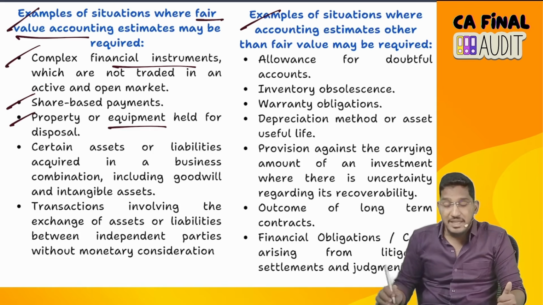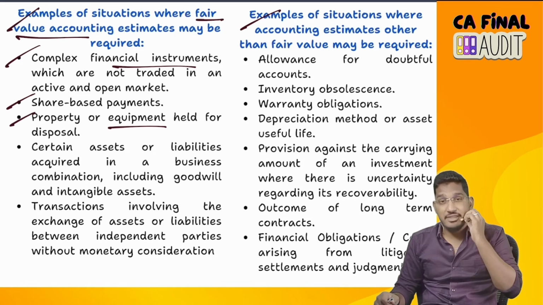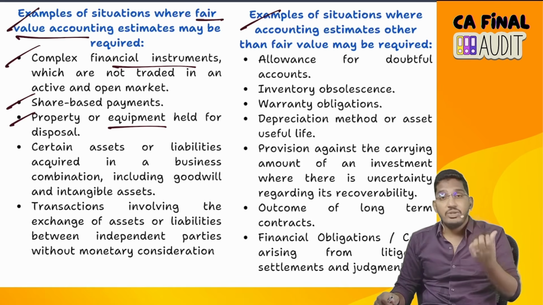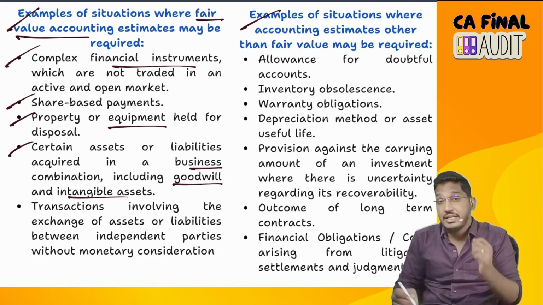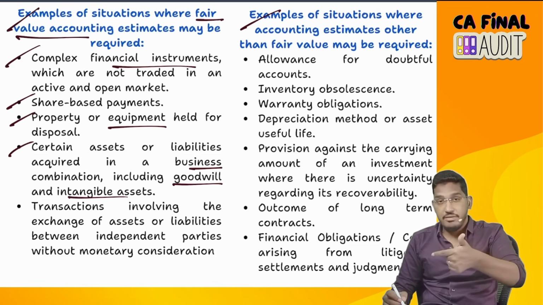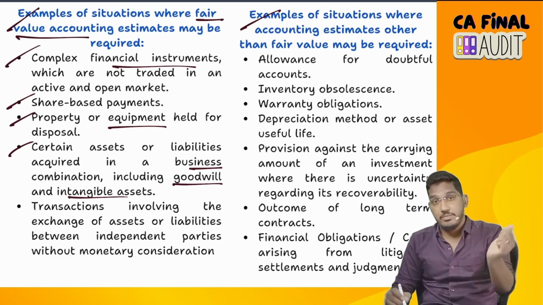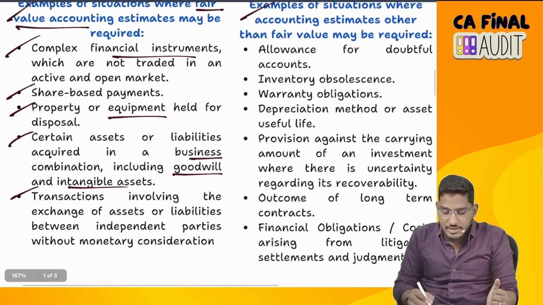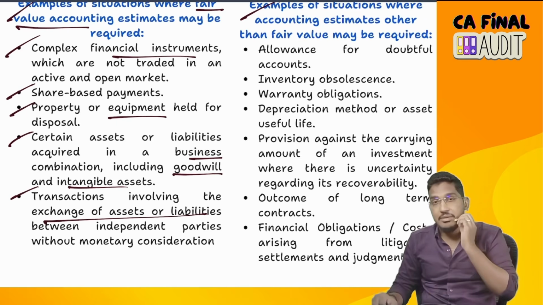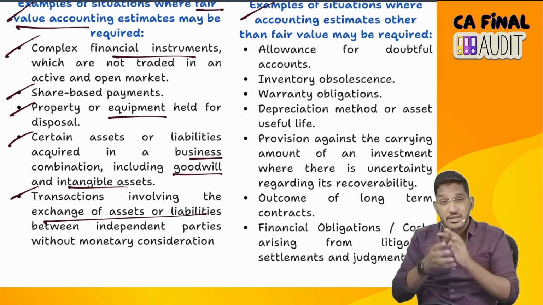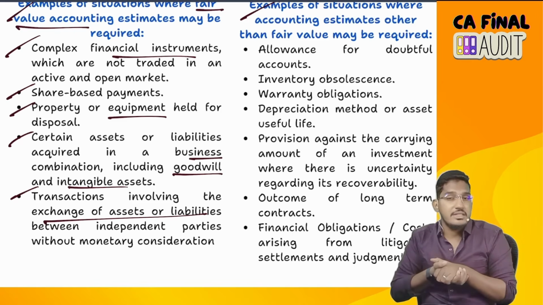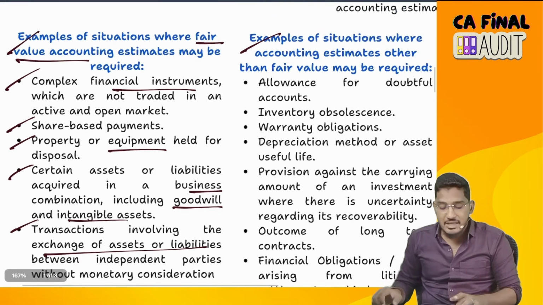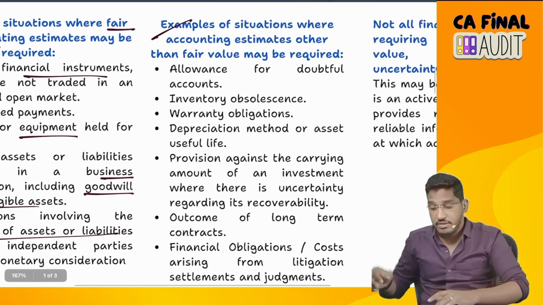Or property or equipment held for sale. Your client has kept some property for sale. Now you have to do the valuation. How will that value be determined? On the basis of fair value. Or certain assets or liabilities acquired in a business combination, like goodwill and intangible assets, brand value, goodwill value. This is also something which will be determined on the basis of fair value. And transactions involving exchange of assets or liabilities between independent parties, that means barter transactions. In the case of barter transactions also, at which value will you recognize? Once again, you have to determine the fair value. So these are the examples of accounting estimates which involve fair value.